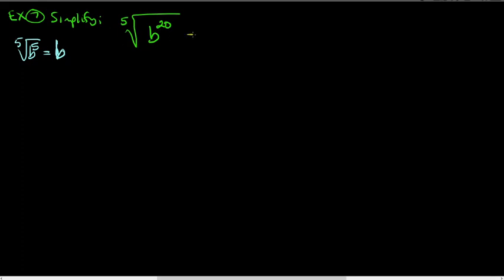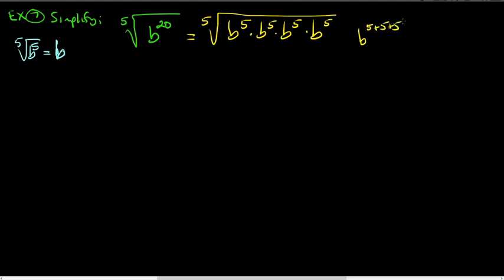But this is the key here. One way to simplify this is to say, well, look, I know that this is going to be b to the 5 times b to the 5. That would give me b to the 10, times another b to the 5. That would give me 15, and then another b to the 5. Now, 5 plus 5 plus 5 plus 5 is 20. I'm using this rule here. If that's the exponent, that's b to the 5 times b to the 5 times b to the 5 times b to the 5.